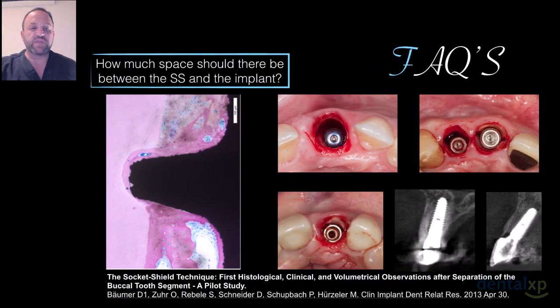So let's look at the next one. The question is, how much space should there be between the socket shield and the implant? And the answer to that is it doesn't have to be any space at all. And this, I think, has been clearly shown in Boehmer's study in 2013, where he showed the histological findings completely, where you look at the micrograph on the left-hand side, where you can actually see where the implant had cut into the tooth, and how bone is actually eaten away and formed around the threads of the implant anyway. So it could touch.